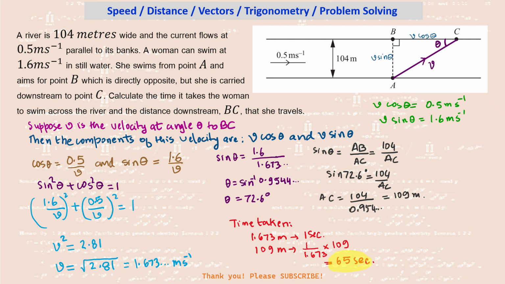So that I know. Now I can work out BC. So I use Pythagoras. BC is the square root of AC square minus AB square, and I get the answer is 32.6 meters. And that is the answer to the question. So we have 65 seconds as the time, and the distance is 32.6 meters.